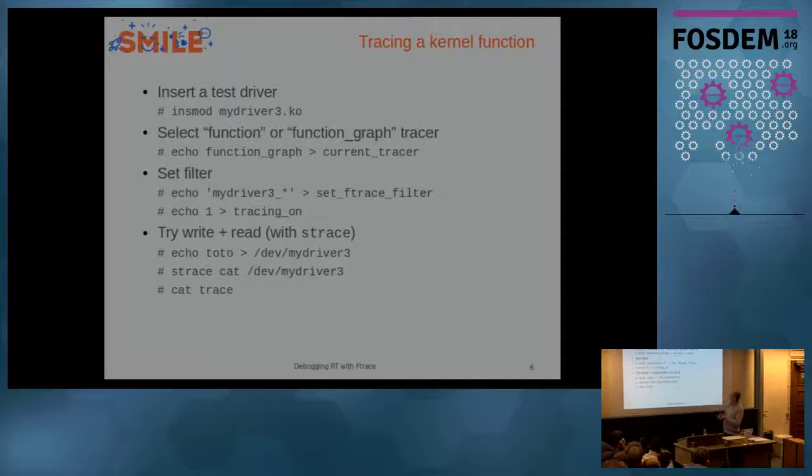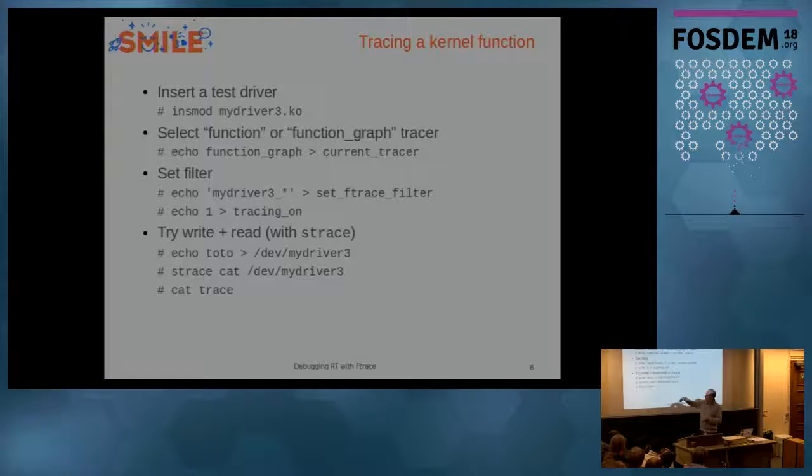You set a function graph for function. Function graph is much better because it gives a C-like graph. You set the filter, and you trace only the function of my driver. Toto, for French, is like foo and bar for the US, and the stories of Toto are very famous in France. So you send something to the driver, and you can get the result from the trace.